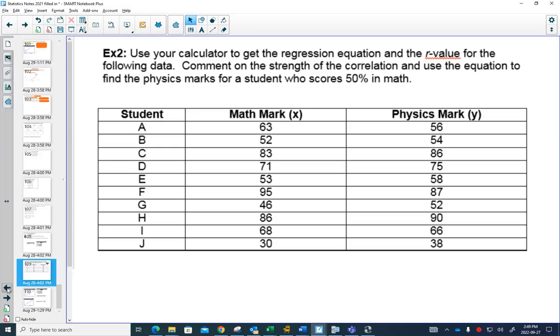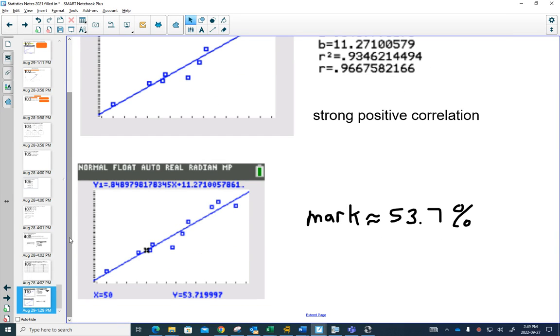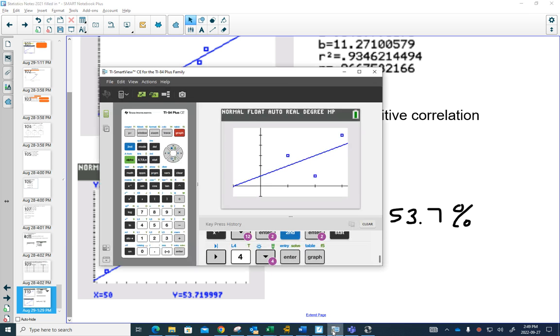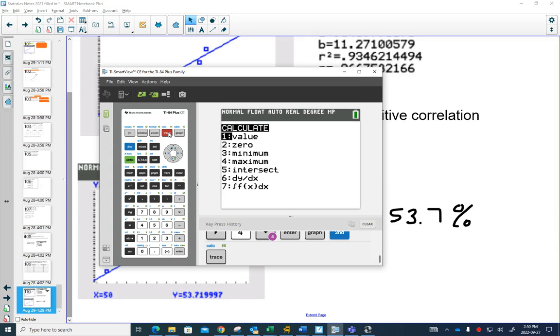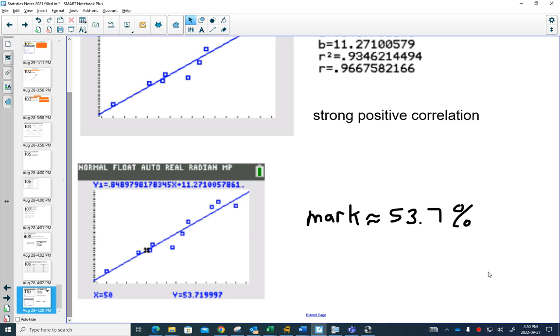Okay, so what you would do is you go to your math marks are your X values, your physics marks are your Y values. So your equation is in there, and you can go to your calculator and find a value. I don't have the data in here, but above the trace button is calculate, and number 1 is calculate a value. Push enter, and you could put in X is equal to 50. Since X are your math marks, you can enter that in, and it will spit out the 53.7% as a physics mark.